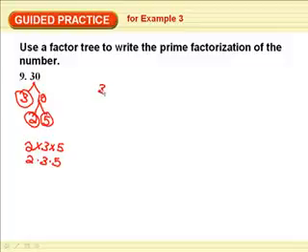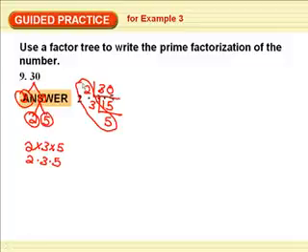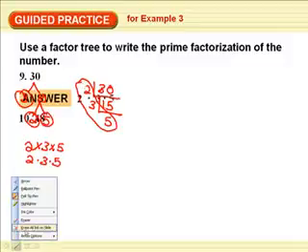Let's try my upside down division. Let's start with 2. 2 goes into 30 15 times. Let's put a 3. Remember, any number out here on the left side has to be prime. And I'm done. There's my prime factorization. 2 times 3 times 5. Let me do some erasing here.